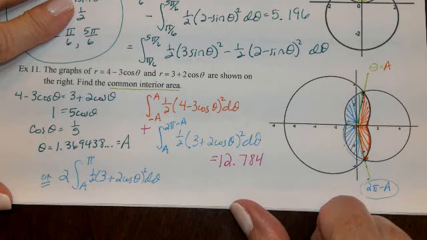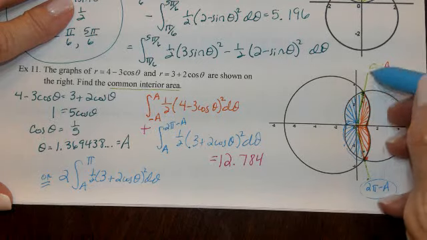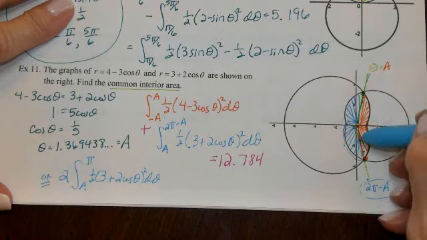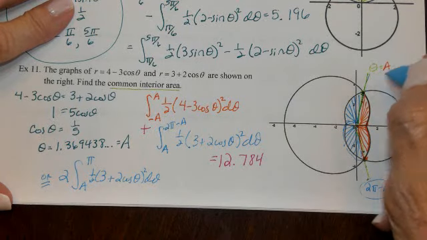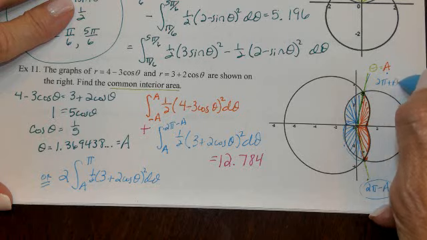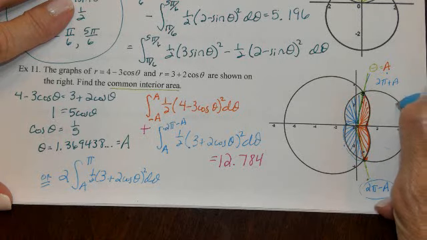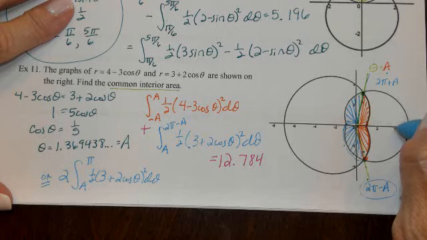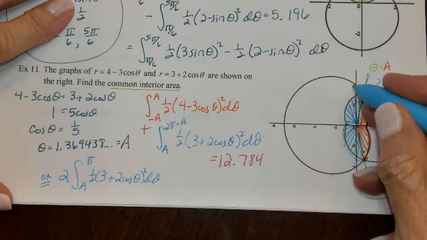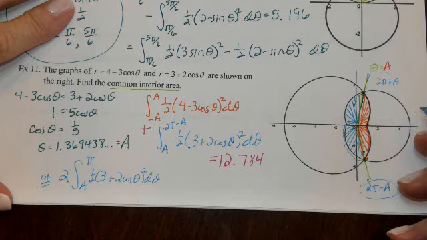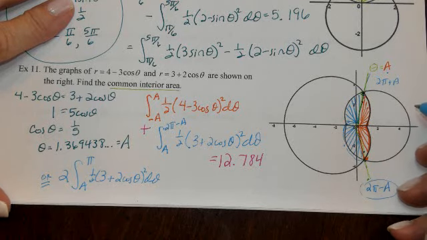Because remember, you can call these theta values an infinite number of things. I could call this A. I could call it 2 pi plus A if I wanted to. I could call it 4 pi plus A. I could call it 2 pi minus A. Anyway, there's lots of different things I could call it. So keep that in mind.